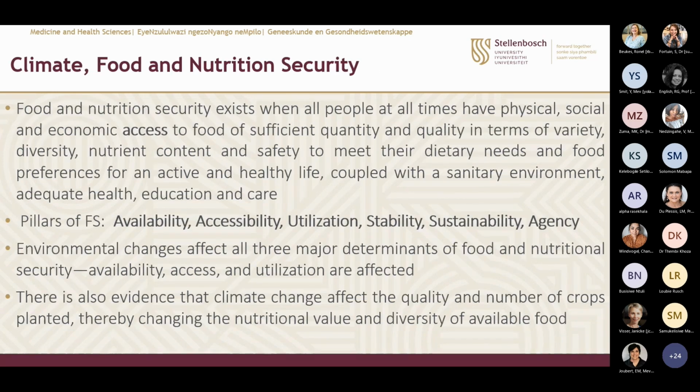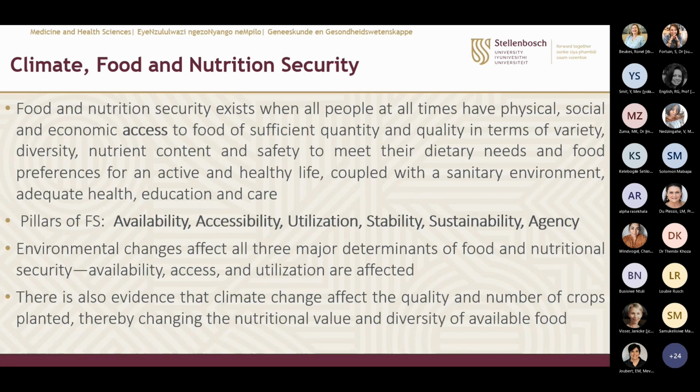So looking at the relationship between climate and food and nutrition security. Food and nutrition security is when all people at all times have physical, social, and economic access to food of sufficient quantity and quality in terms of variety, diversity, nutrient content, and safety to meet their dietary needs and food preferences for an active and healthy life, coupled with a sanitary environment, adequate health, education and care.